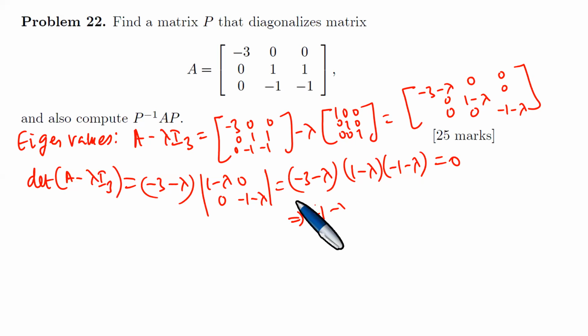Okay, so which means that you have minus 3 minus lambda equals 0, 1 minus lambda equals 0, minus 1 minus lambda equals 0.